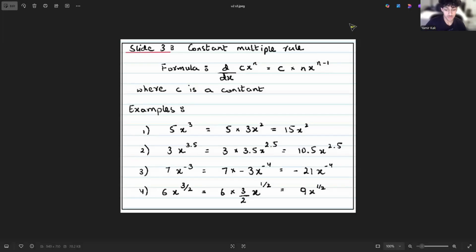Okay, so now we're on the constant multiple rule. It sounds a bit fancy, but it's very, very straightforward, just like our power rule. Imagine now we have a function and we're multiplying it by a constant number.